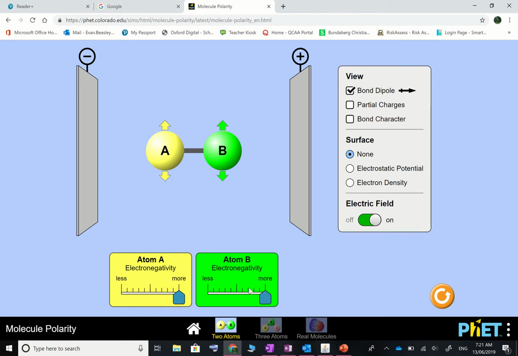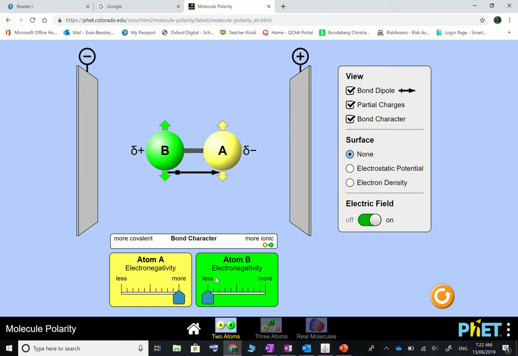But let's see if this happens. If I turn it around the other way, it swaps around. Okay, and we'll just have a look at the partial charges and see what's happening. So that's the positive end, that's the negative end. So this is the end producing electrons. It's going to be attracted to the positive plate. Now, this is more of an ionic sort of molecule because there's such a great electronegativity difference. We'll talk about that soon.